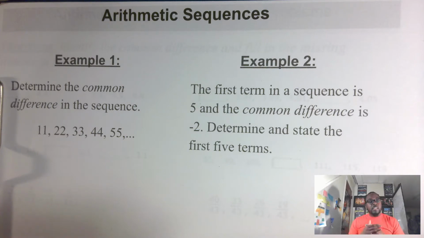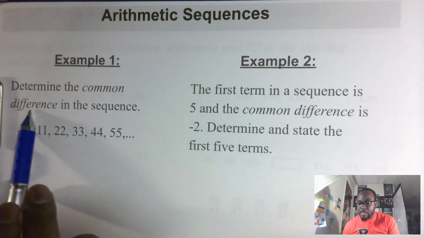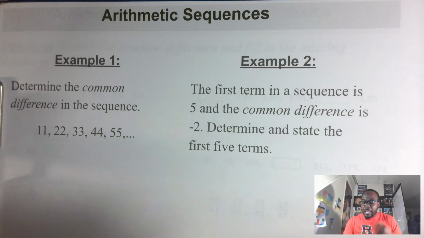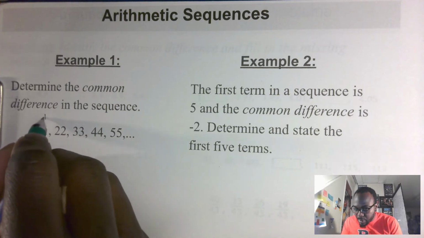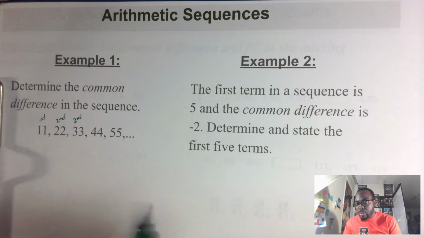So the common difference of a sequence will help us identify from one number to the next, or from one term to the next. So let's go ahead and look at the example that we have here. It says determine the common difference. So remember, an arithmetic sequence is a pattern of adding or subtracting. So here we have our first, second, we have our third, and so on.